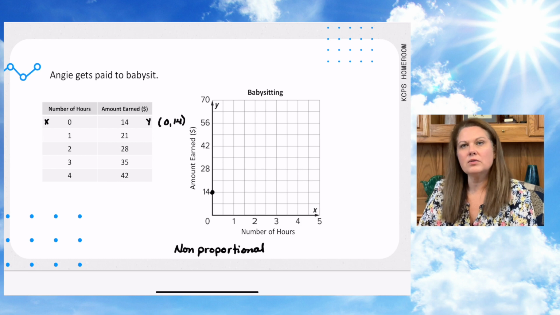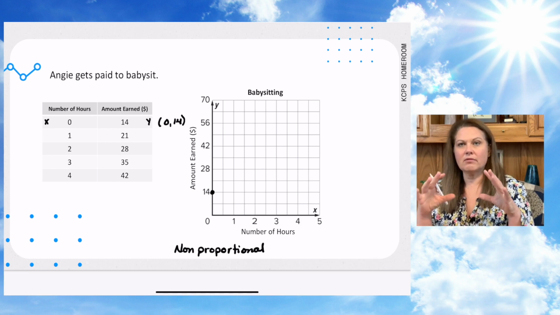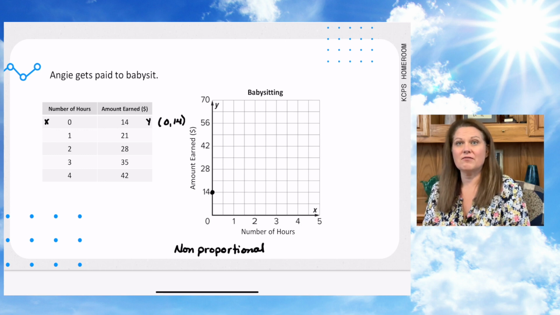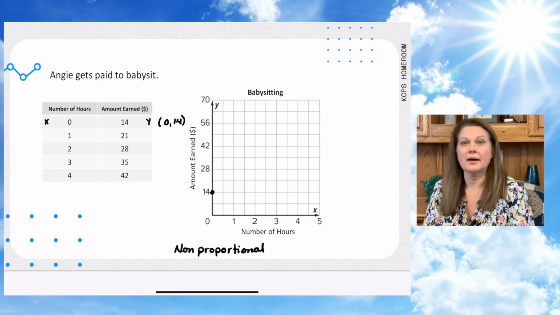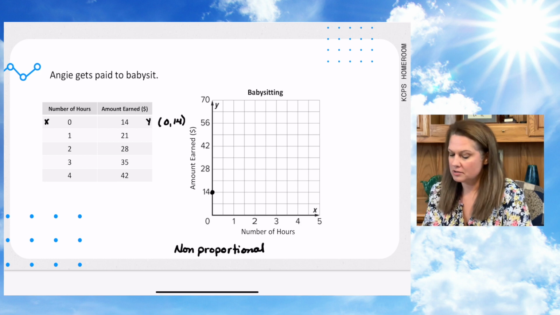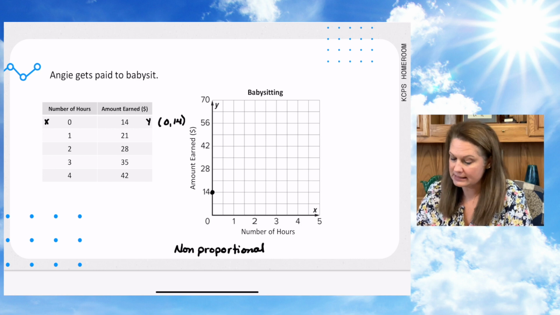Now, one thing that you need to remember when a graph is non-proportional: that point 0, 14 means that Angie's going to get $14 for just showing up. She's not going to work any time at all and earn $14. Let's go ahead and graph so we can see if this forms a straight line or not. It may not have either of our characteristics.